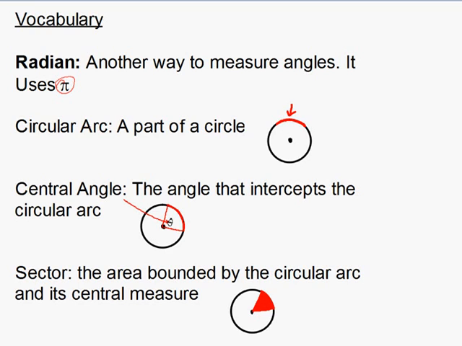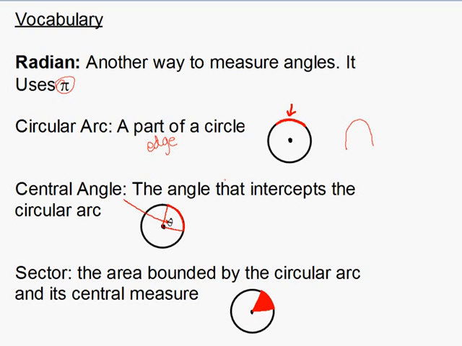Next vocab, circular arc. So when I say I'm trying to find the arc of a circle, it's a part of a circle, okay? The edge part, okay? So as you see in red, that is your arc, okay? Like the Arch in St. Louis, arc, people.